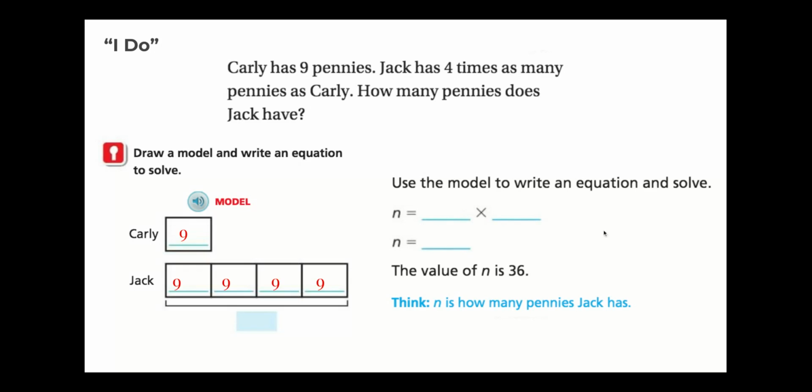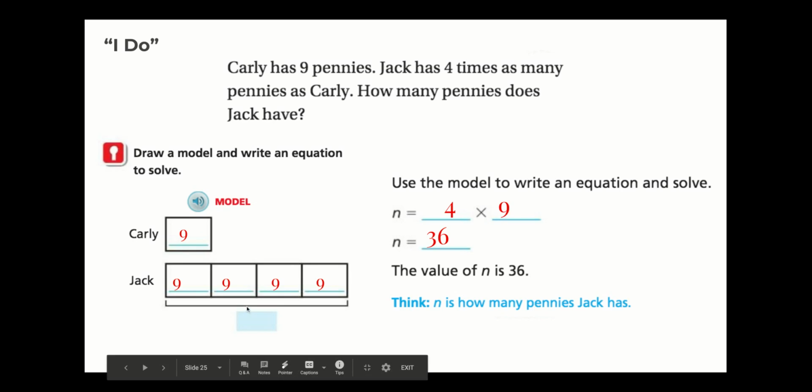So here's our equation. N is going to represent an unknown number. So we don't know what this total is, but we do know that there are 4 times as many as 9. And so if I know my math facts, I know that 4 times 9 is 36. So the value of N is 36, which is the amount of pennies that Jack has. So 9 plus 9 plus 9 plus 9, or 9 times 4, is 36.